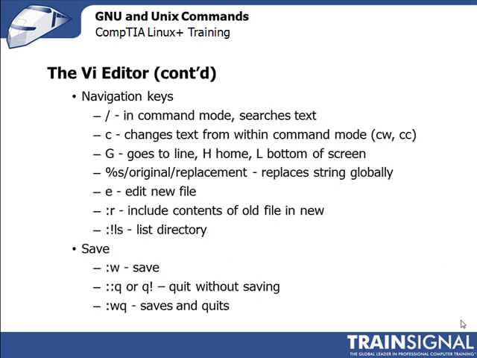Continuing with our navigation keys, the slash, when used in command mode, is used to search for text. Lowercase c changes text from within command mode. cw can be used to change the next word, or cc can be used to change an entire line. Capital G says to go to a specific line. Capital H is for home, and capital L is used for the bottom of the screen. The next command replaces a string and does it globally, and that's :%s/original/replacement.